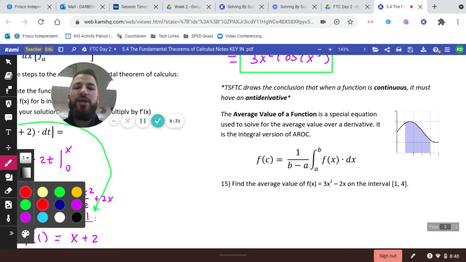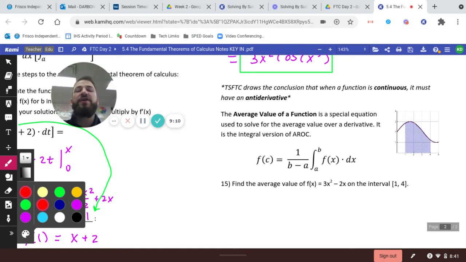The second piece we're going to look at is what we call the average value of a function. So the average value of a function is a special equation used to solve for the average value over a derivative. It is the integral version of our average rate of change. So remember, average rate of change was your f of b minus f of a over b minus a. We used it to find like the average rate of change if you had the position function and I wanted to find the average velocity. Well, now average value is if I still want to find that average velocity, but I have the velocity equation. So same end result as average rate of change, different function being started with.